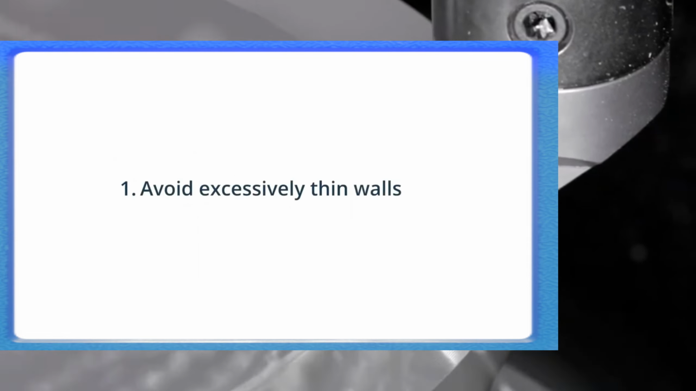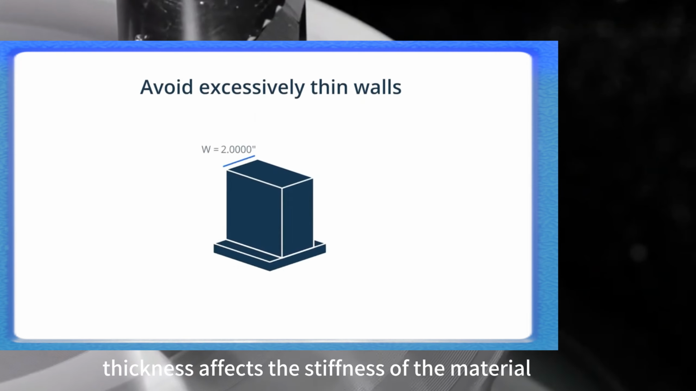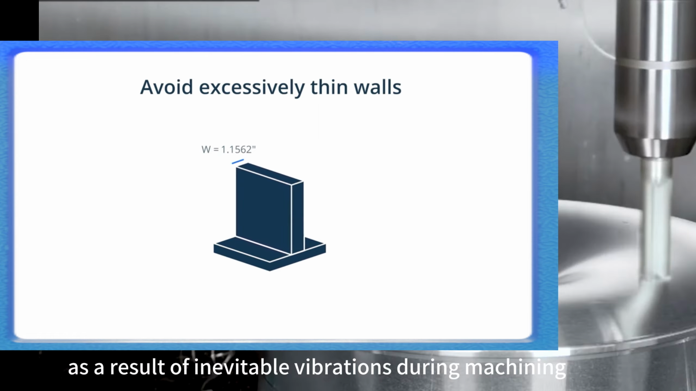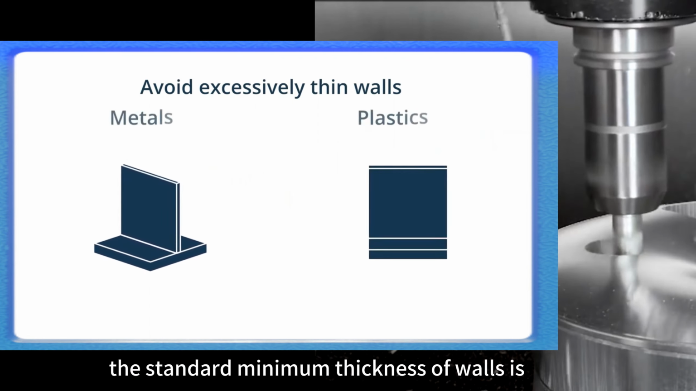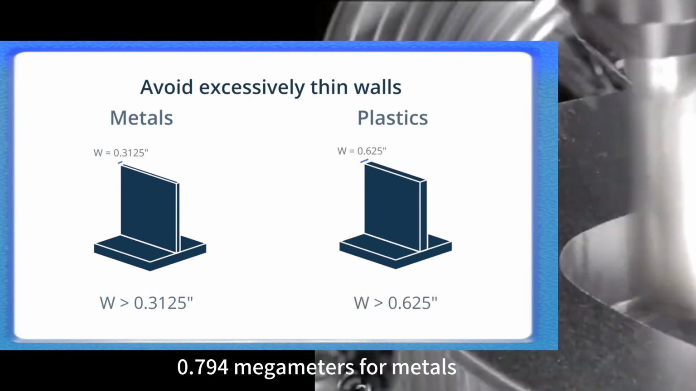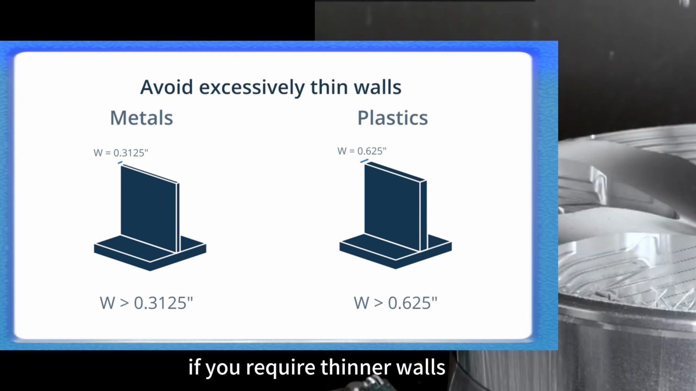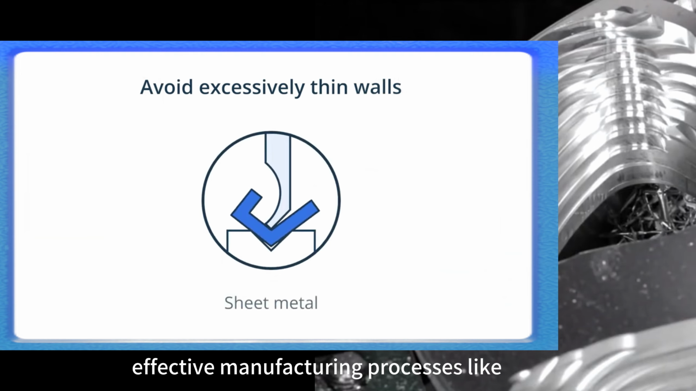1. Avoid excessively thin walls. Decreasing the wall thickness affects the stiffness of the material and reduces achievable accuracy as a result of inevitable vibrations during machining. The standard minimum thickness of walls is 0.794 mm for metals and 1.5 mm for plastics. If you require thinner walls, you can use other suitable and cost-effective manufacturing processes like sheet metal fabrication.